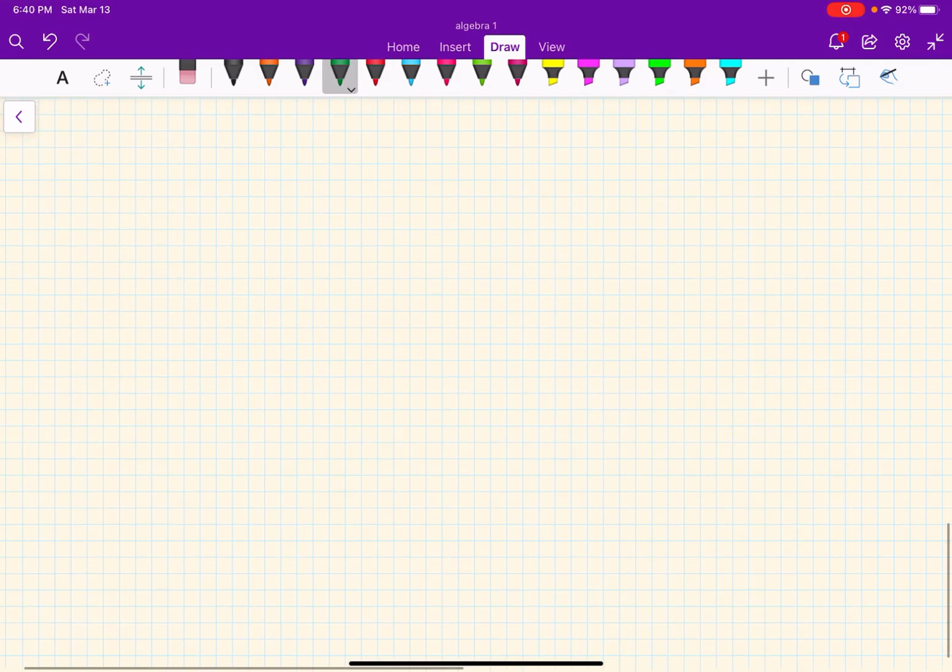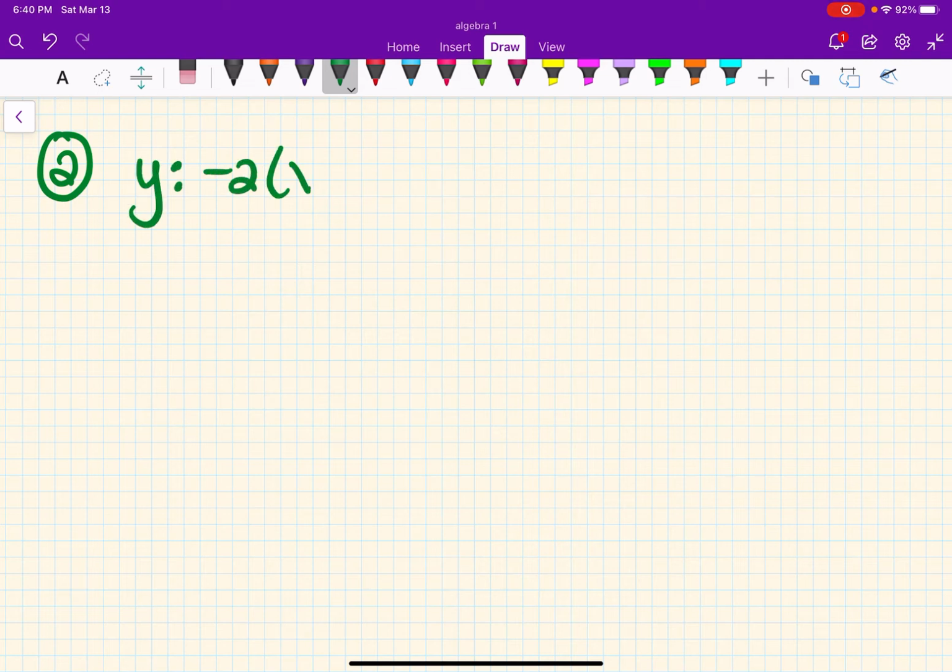All right, example 2 is already in vertex form. I know this is going to face down because my A, which is negative 2, is negative. Okay? Now remember, because this is in vertex form, we don't need to do A, B, or C.